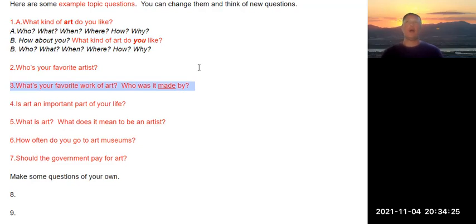My favorite work of art is Guernica. It was made by Picasso. Yeah, I know it's abstract art, but it's still interesting. It shows the horrors of war. How about you? What's your favorite work of art? Who was it made by? Oh, and why do you like it?